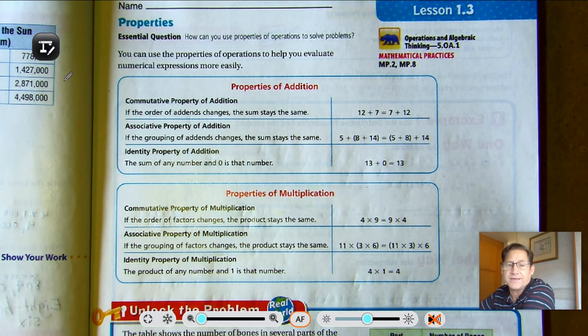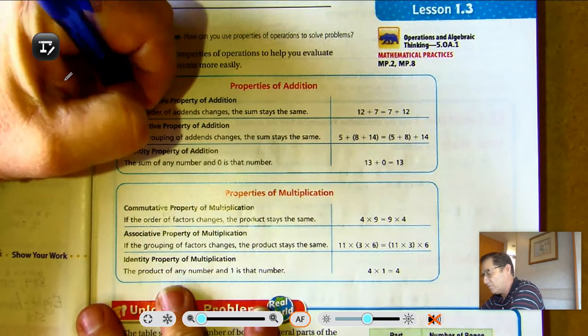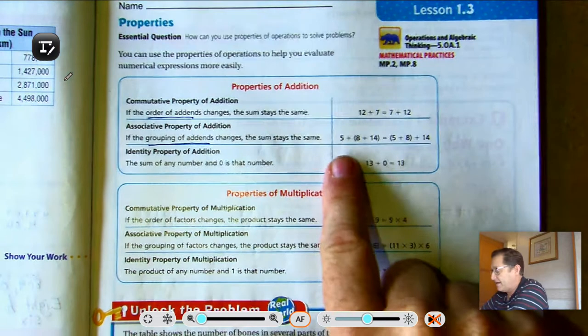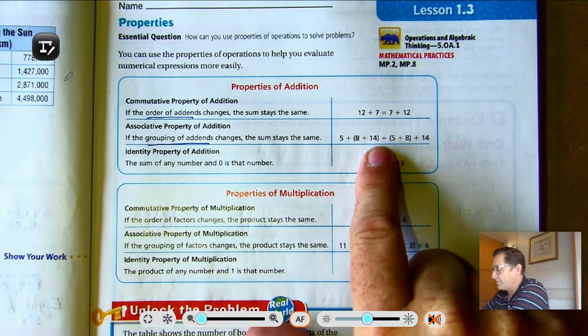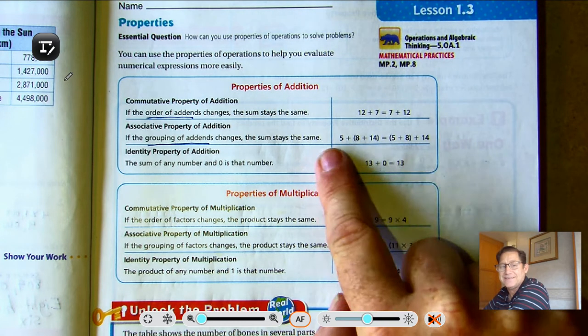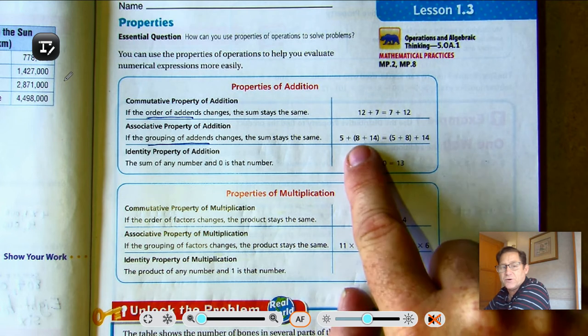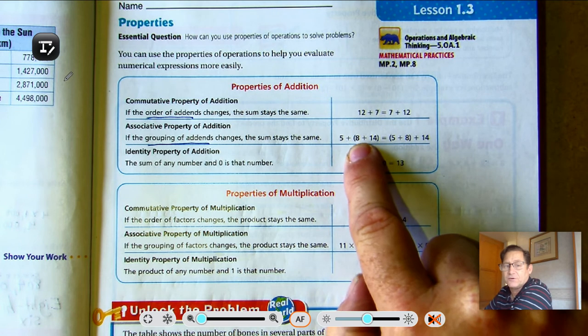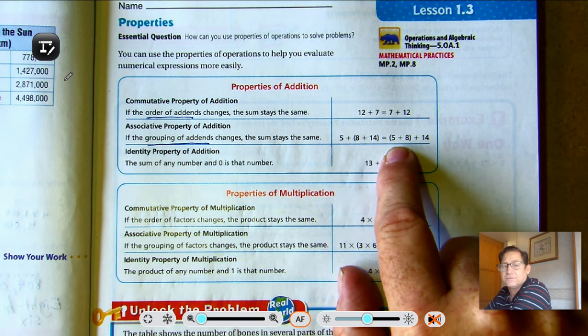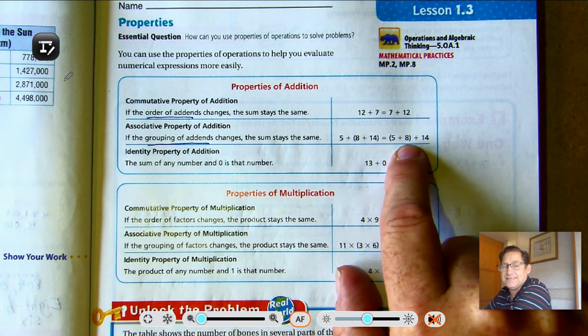The associative property of addition, if the grouping of the addends changes, the sum stays the same. So commutative was the order, associative is the grouping. So here we see 5 plus 8 plus 14. On the other side of the equal sign, we see that it's 5 plus 8 plus 14. So the addends are in exactly the same order, but you notice the grouping symbols are different. On the left-hand side, they're grouping 8 and 14. On the right-hand side, it's been changed to group the 5 and the 8.